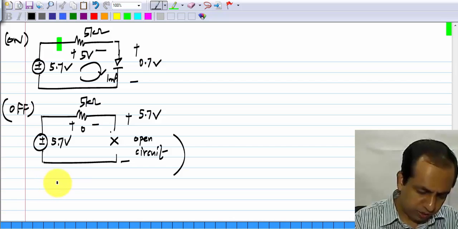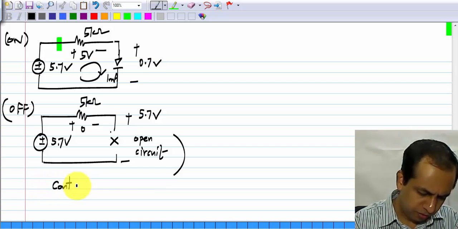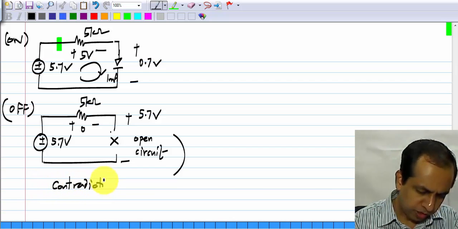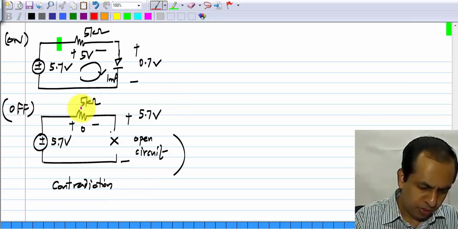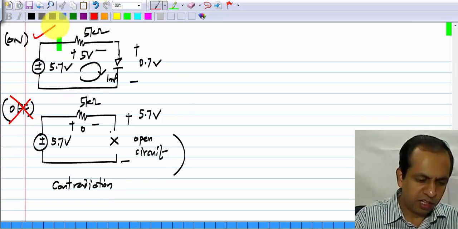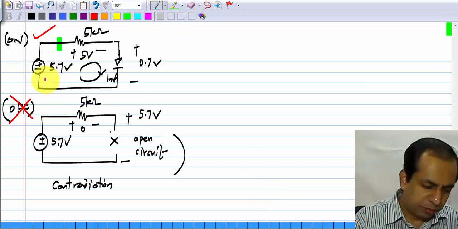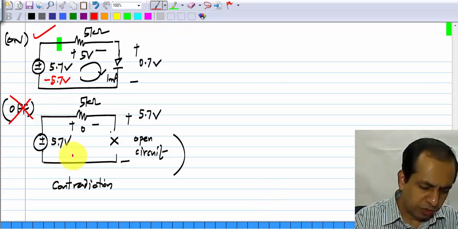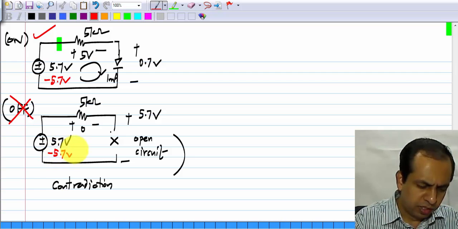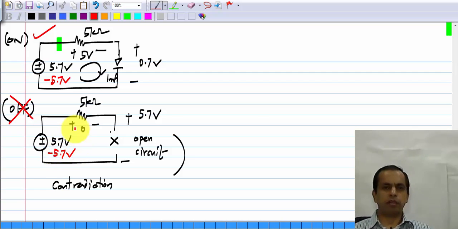So this tells you that there is a contradiction. So this is the incorrect assumption and this is the correct one. And you can just go through the same exercise by making this minus 5.7 volts instead of 5.7 and see where you arrive at a contradiction. Now this circuit is extremely simple. The point of doing this exercise is to go through all the logical steps and make sure that you understand every step.